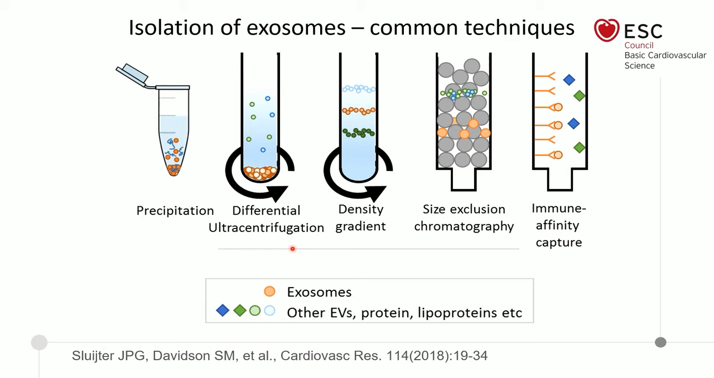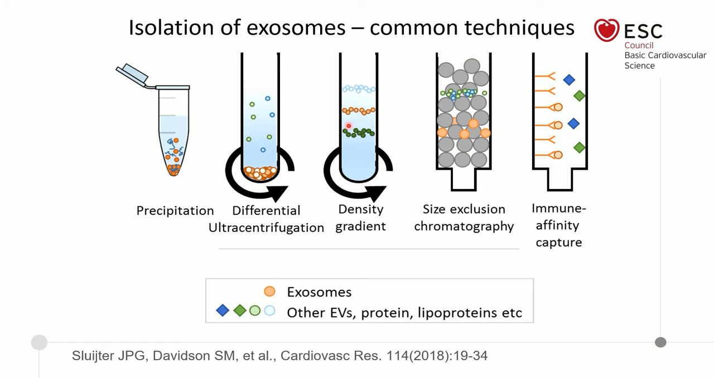In the last 5 or 6 years, size exclusion chromatography has got more popular as well. And essentially, the technique is based on size, so the smaller particles and proteins will go through the beads and take longer to come through the column, whereas the larger particles, such as exosomes, will pass straight through. And that can be an effective means of separation.